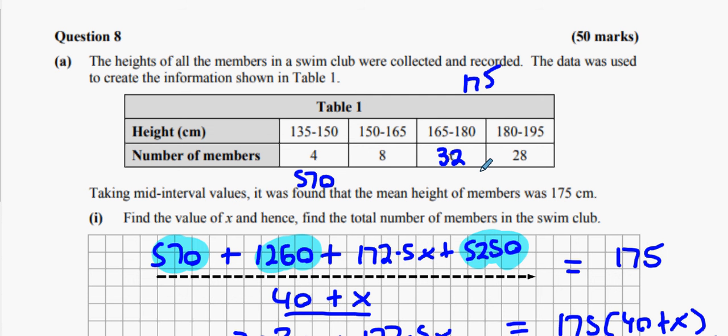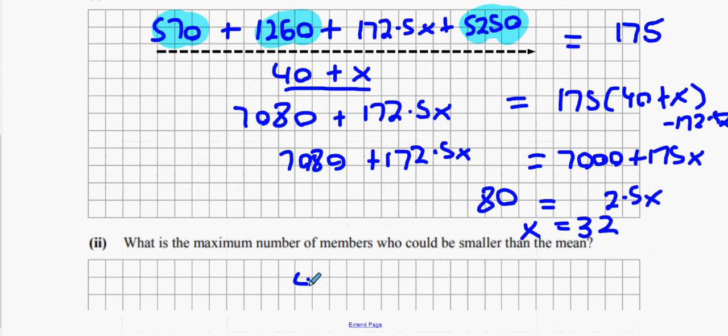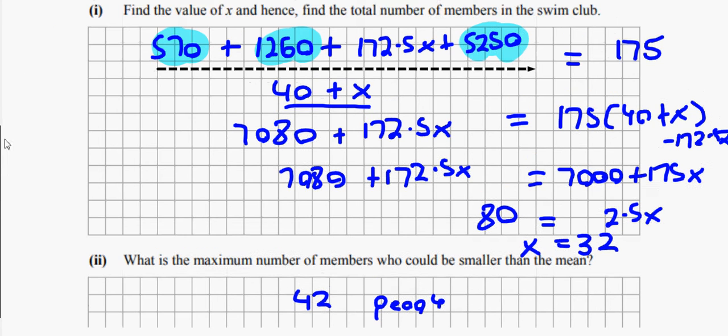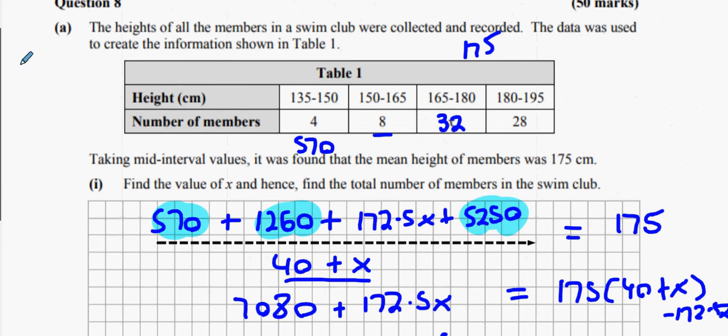So, what are we going to do? Why don't we add up 32, 8, and 4 to get 42 people. Let's have a look again. Oh, it is 44, my fault.